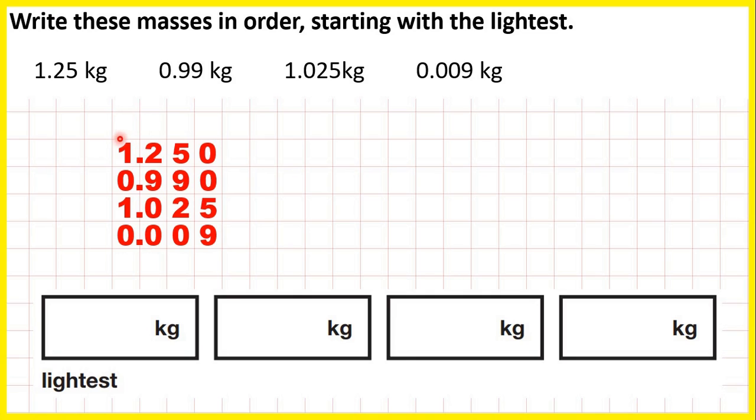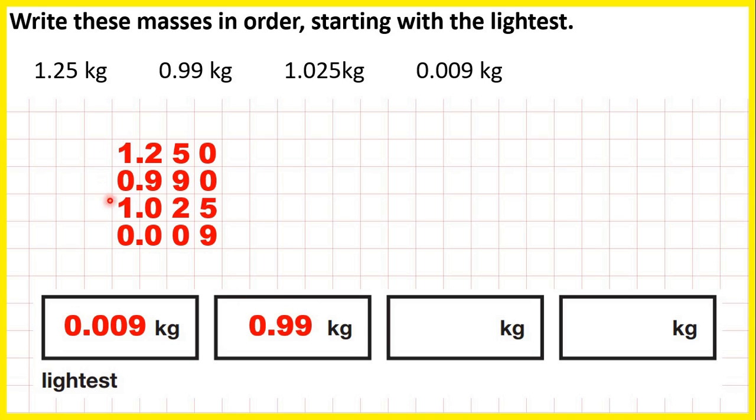So starting with the place value on the left. So our ones digits are 1, 0, 1, 0. So one of the numbers with 0 in the ones will be the lightest. But if we look at our tenths digit, here we have 9 and here we have 0. So that means this number here with a 0 in the ones and the tenths will be our lightest mass, and then we have 0.99.